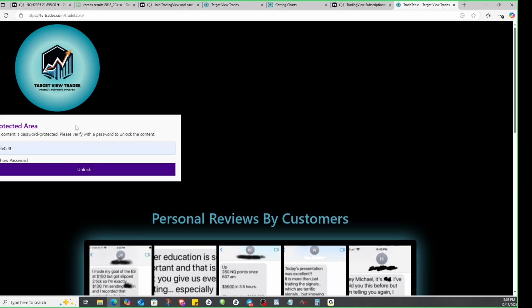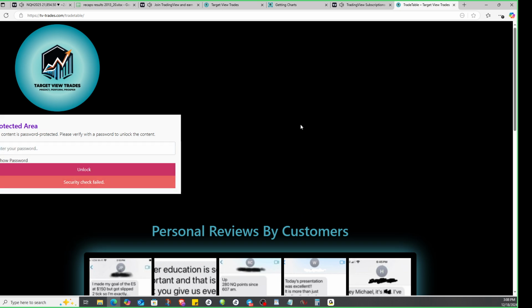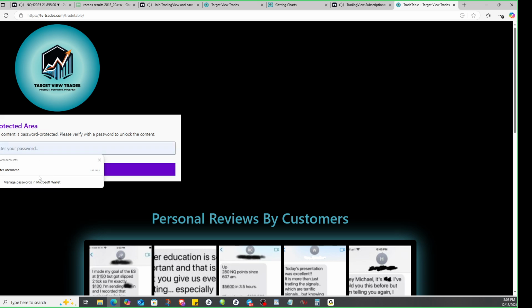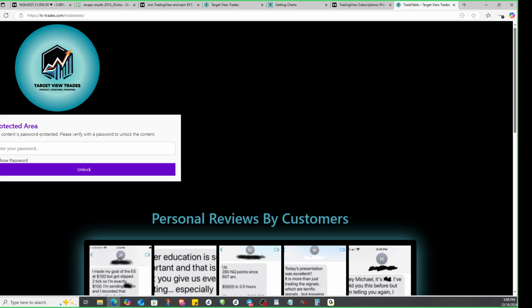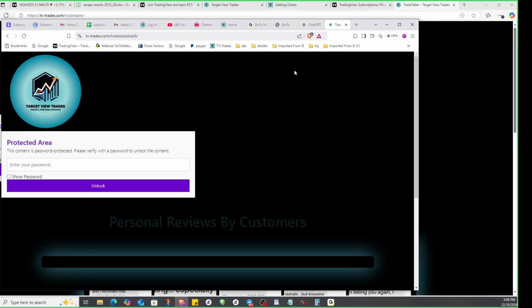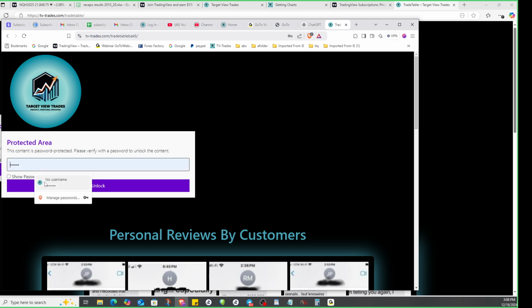Okay, so if you go to unlock on this, then, well, that password didn't work on this, but, well, hang on, that's what it should work. Anyways, when it does work, it's just not going to work on this browser. Let me do it on a different browser. Hang on. tvtrades.com. Trade table. Okay, and I'll do it on this browser. And it'll probably work on this browser.